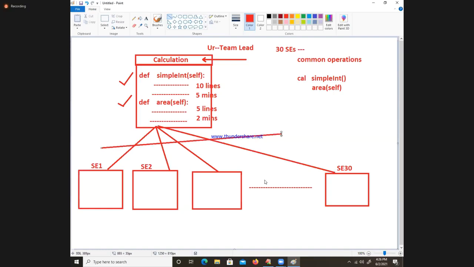Suppose the people don't know this type of reusability. 30 software engineers will define the simple interest 30 times, spending 5 minutes each. If they don't know the concept of reusability, 30 software engineers will write these 10 lines 30 times, spending 30 into 5 minutes. The area of the circle, 5 lines, 30 people into 2 minutes. What are you losing? First tell me, quickly.